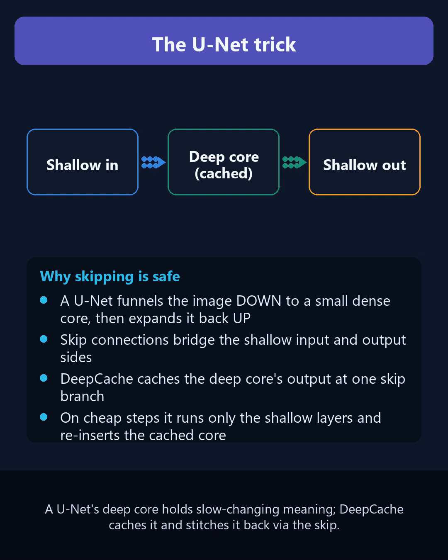Why can it skip the deep part safely? The trick is the UNet's shape. A UNet funnels the image down to a small, dense core of high-level meaning, then expands it back up to full detail, with skip connections bridging the two sides. DeepCache caches the output of that deep core at one skip branch, then on cheap steps runs only the shallow outer layers, and stitches the cached core back in through the skip.